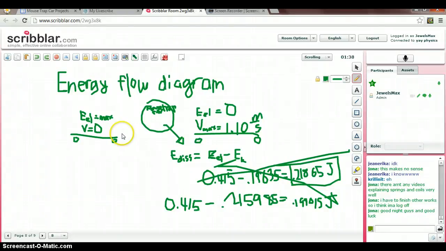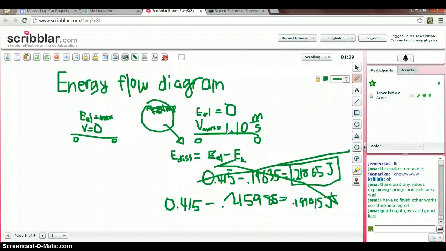So elastic is at its maximum and velocity is 0. And then the system is a Mousetrap car. That's what that's supposed to say. And the second moment in time is when elastic is 0 and when velocity is at its maximum speed, which as we calculated earlier is 1.10 meters per second.